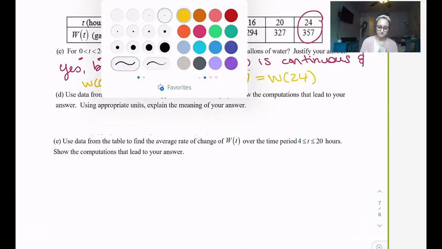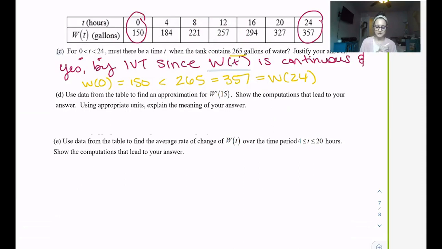All right, part D, you do not need to write that statement. Let's work it together. It says use the data from the table to find an approximation for W prime, which is the what? The derivative. Show the computations that lead to your answer, and then using appropriate units, explain the meaning of your answer. Okay, so for part D, we're going to put W prime of 15.